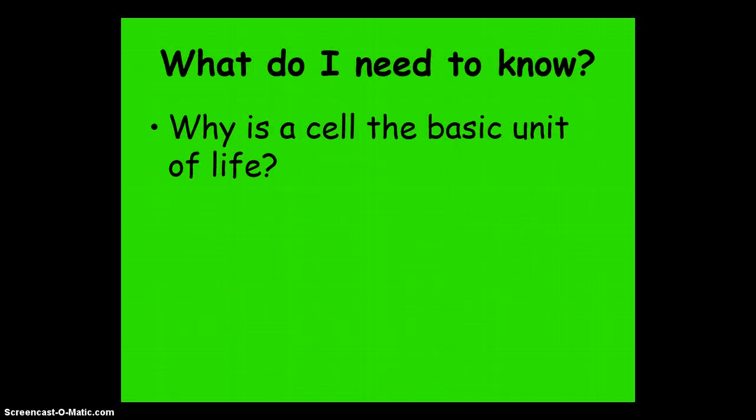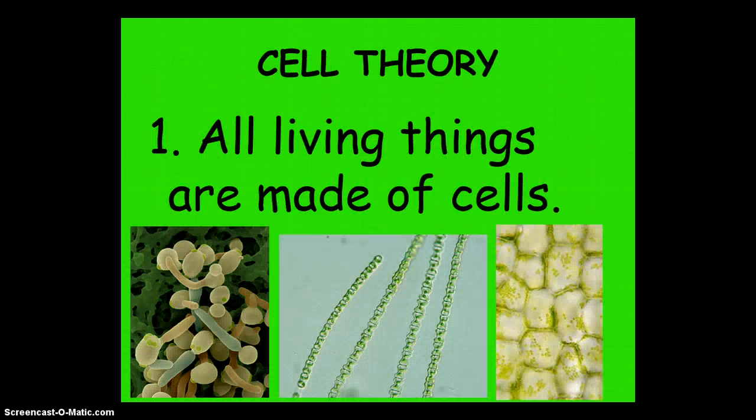Today, basically what we want to go over are, why is a cell the basic unit of life? What does it have that makes it a living thing all by itself? If you look at your paper, it says, what do I need to know? What are the 3 parts to the cell theory? Compare a prokaryote and a eukaryote, and be able to list the levels of organization in order and give examples. Those are the types of questions that I'm going to be asking you on the test. So let's go ahead and do cell theory first.